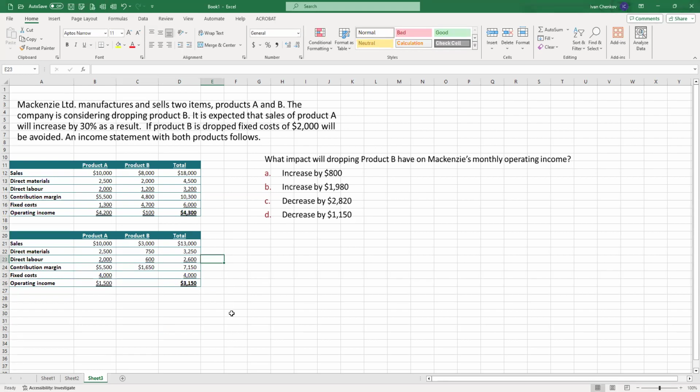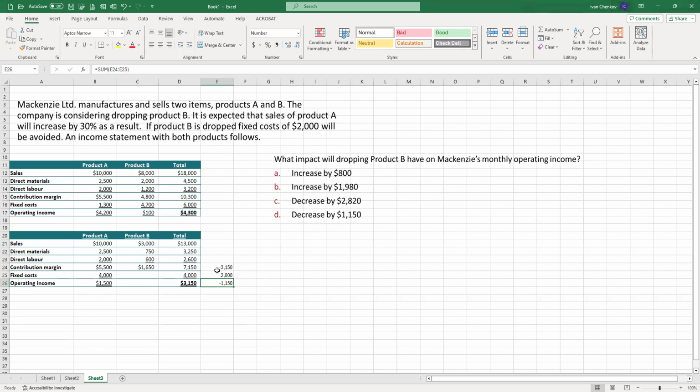So let's see what we're saving. First, let's see on the contribution margin, right? We have to see are we losing or are we gaining? Current contribution margin minus the previous contribution margin. We're losing 3,150 on the contribution margin. Are we saving? We're definitely saving. How much are we saving though? 2,000. 1,000, okay. So where are we? 3,150 minus 1,000, minus 1,150. We're losing 1,150.